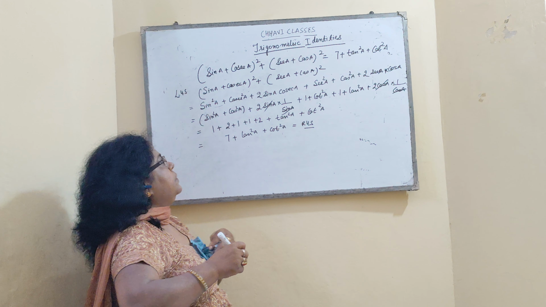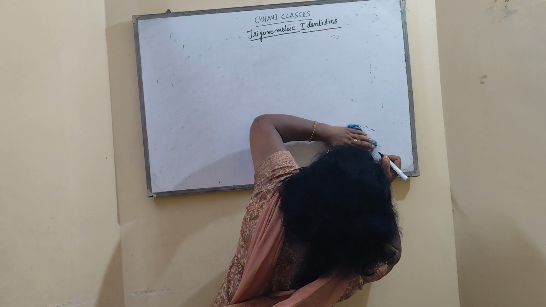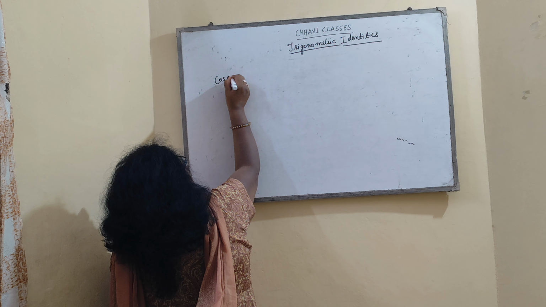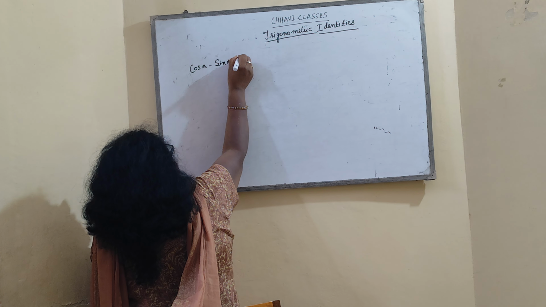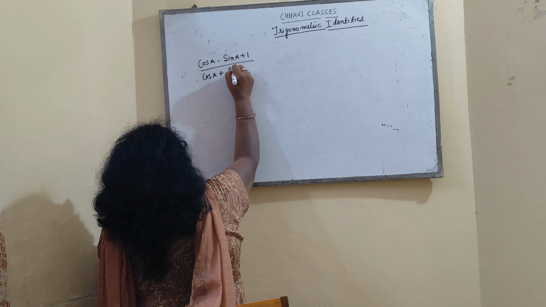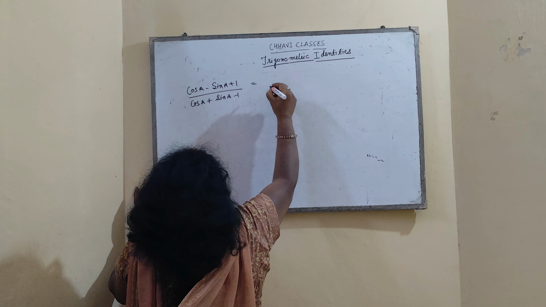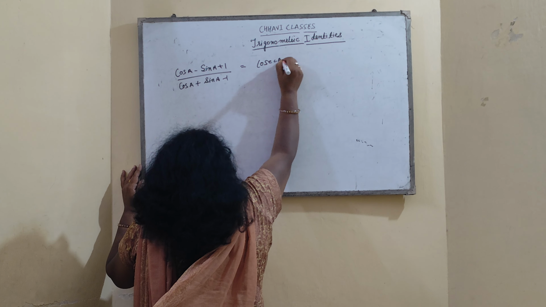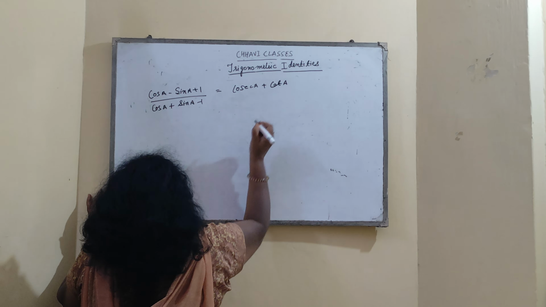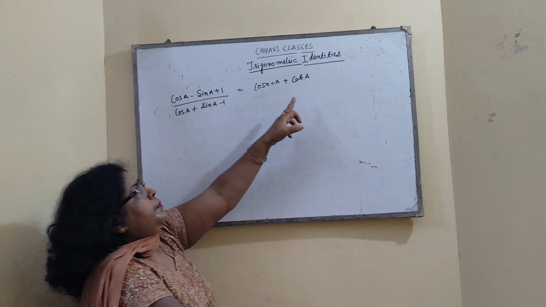Now I will do another question. Prove that (cos A minus sin A plus 1) upon (cos A plus sin A minus 1) is equal to cosec A plus cot A. So in this we will apply the identity. We will see the right hand side. This is equal to cosec A plus cot A.